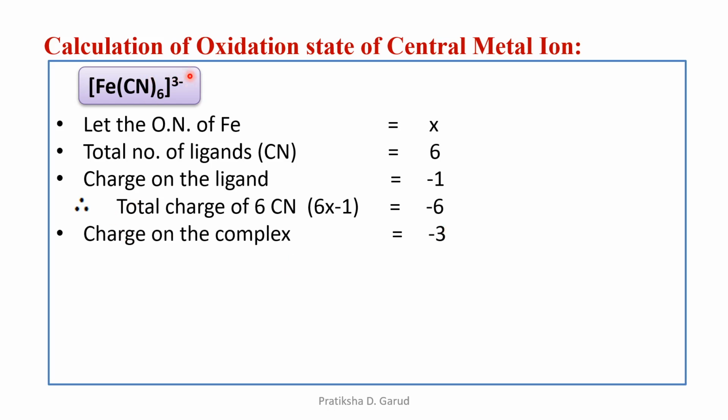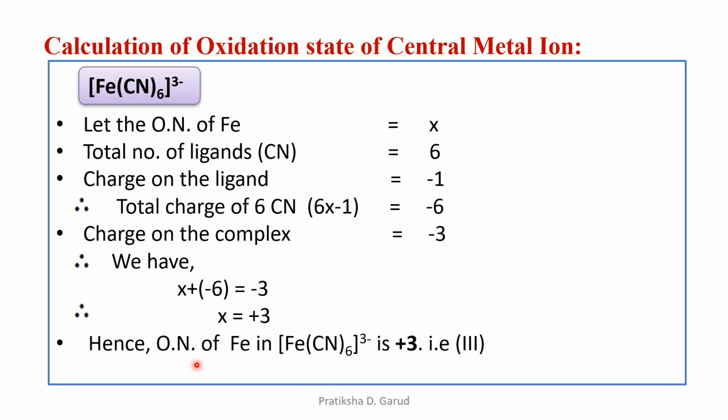And then the charge on the complex is -3. Therefore, the summation of all these gives X, for the Fe, plus -6 for the 6 cyanides, which equals -3, the charge on the complex ion. So X plus -6 equals -3. Therefore, X equals +3. Hence, the oxidation number of Fe in [Fe(CN)6]3- is +3, that is Fe plus 3. So this is the first example.